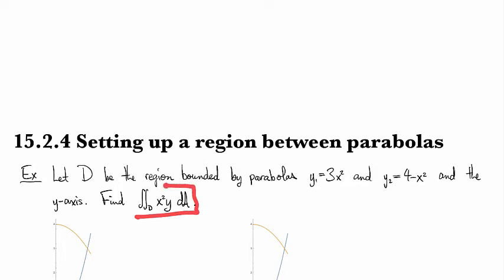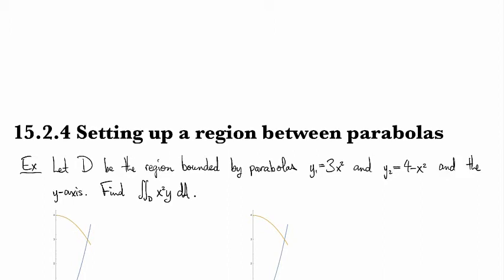This symbol right here means we want the double integral of x squared y over this region D, and we don't care how you do it. You could do the dy integration first, or you could do the dx integration first. I want you to figure out on your own, take a guess, which way is going to be the better way to set this up.